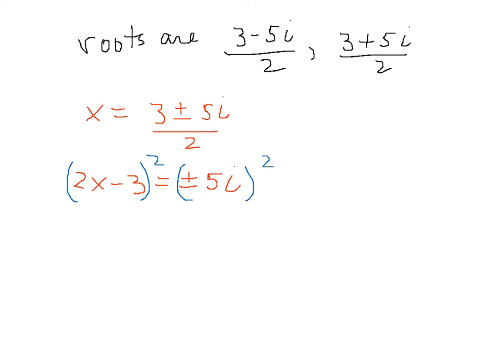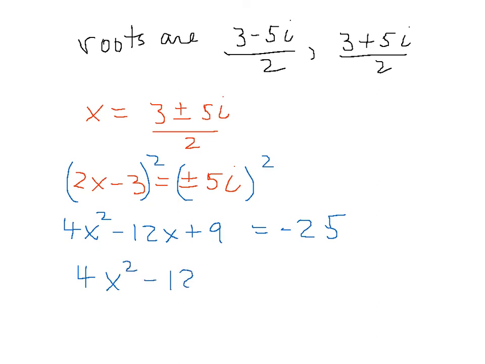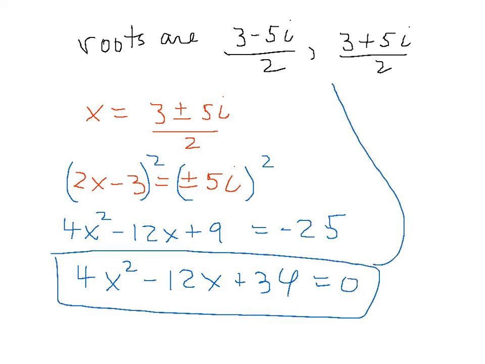and what I get on the left is 4x squared minus 12x plus 9 equals. Now, whether I square plus 5i or minus 5i, I get 25i squared. And remember, i squared is minus 1, so I have minus 25. And so I add 25 to both sides, and here is my equation that has these ugly things as roots.